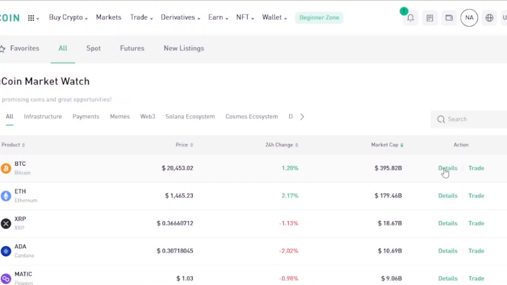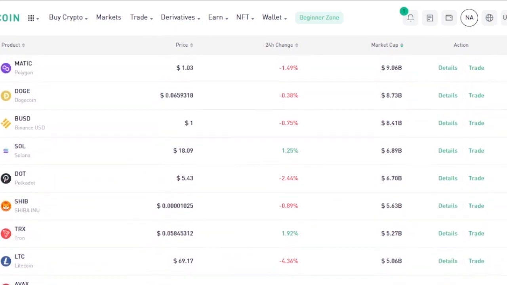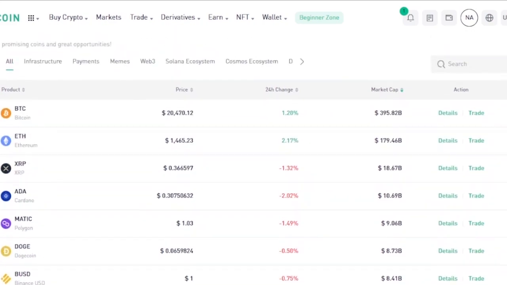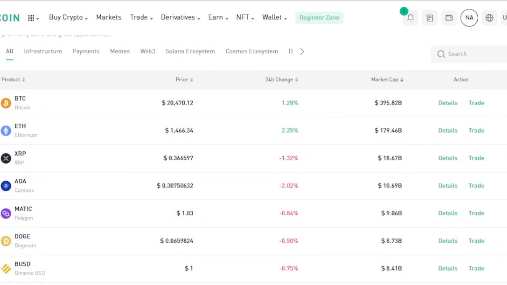If you want the details of Ethereum, they're going to be here, and XRP here, ADA, Matic. You're going to have the details of all the crypto coins that are available. This is helpful for the people who do trading, because they have knowledge of what's happening with the coin right now, so they can make an informed decision whether to sell the coin or buy more. If you want to trade a specific coin, just click on this option which says trade.